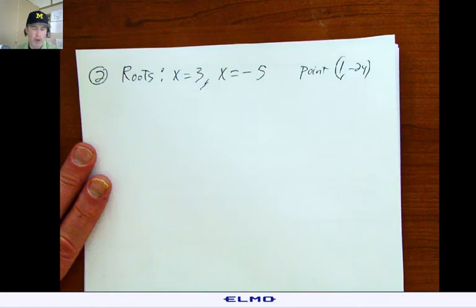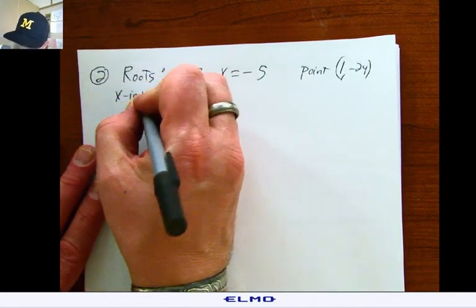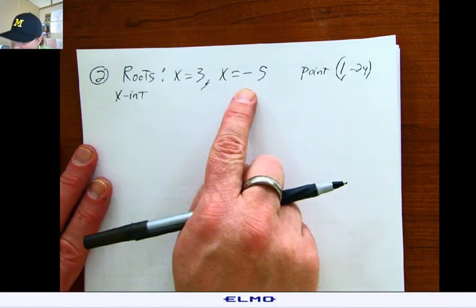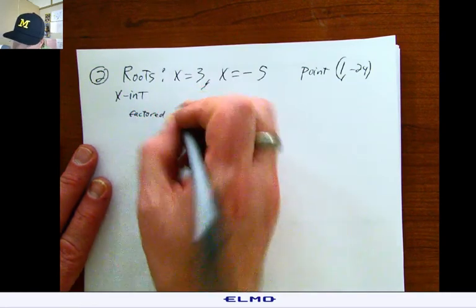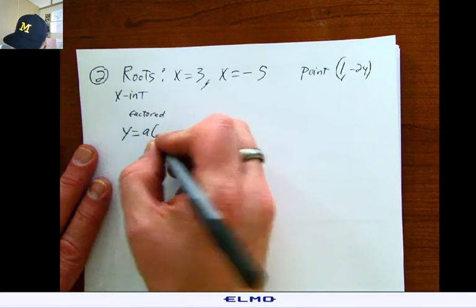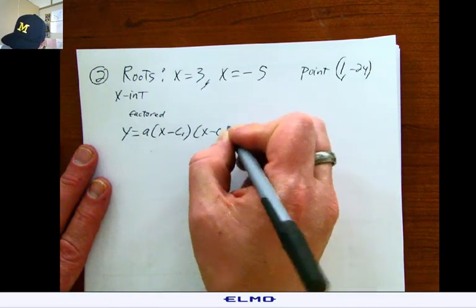Now, first of all, roots. What do they mean by roots? Roots are the exact same thing as x-intercepts. So they're telling us that the x-intercepts are 3 and negative 5, which means in this case it makes most sense to start in factored form. So it's going to be y equals a parentheses x minus c1 and x minus c2.